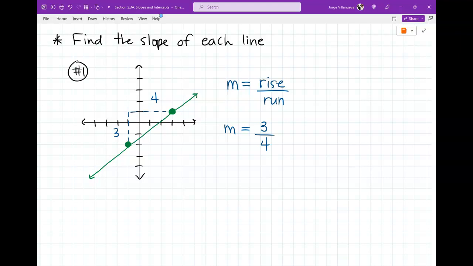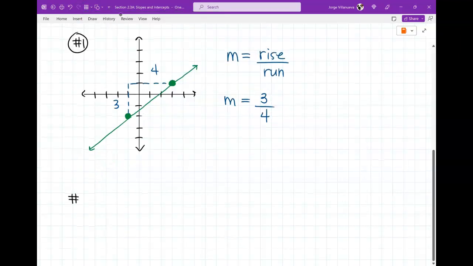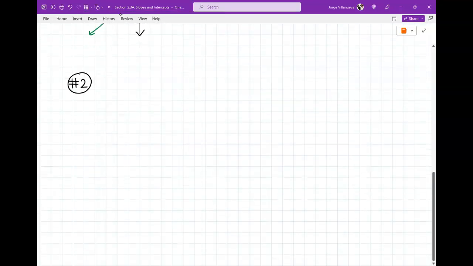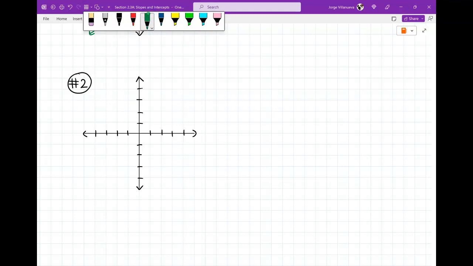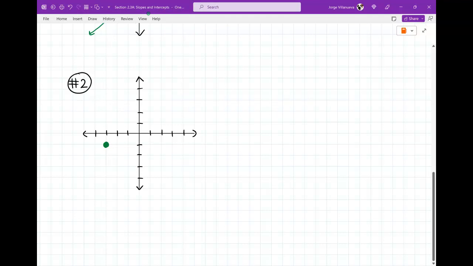Now remember, again, this is all review, so you guys should remember, whenever you fall, it's negative, right? If you go downwards, it's negative, and then run over. So we're going to do one where it's negative like this. So let's do number 2 here. I'm going to draw another picture. So it's another 4x4 graph. I'm going to put 2 dots again. Here, and we'll put it there. And I'm just going to connect the dots to make a line.